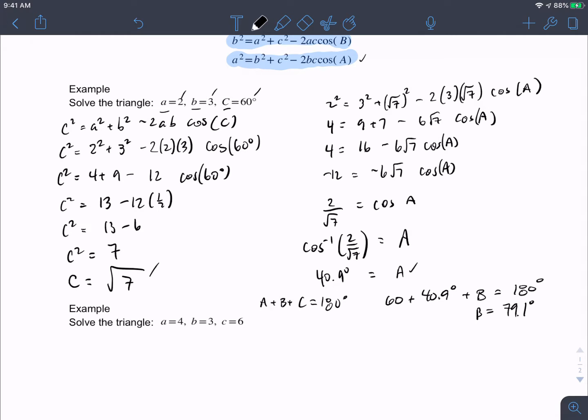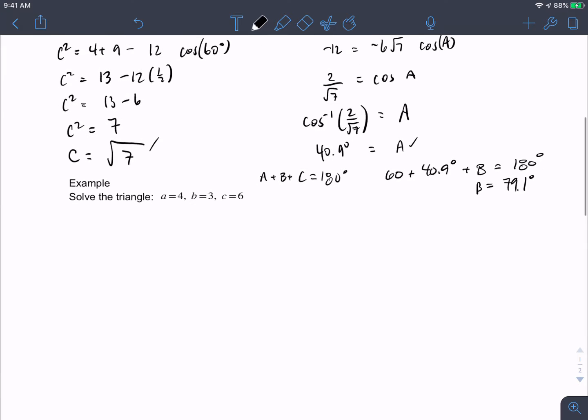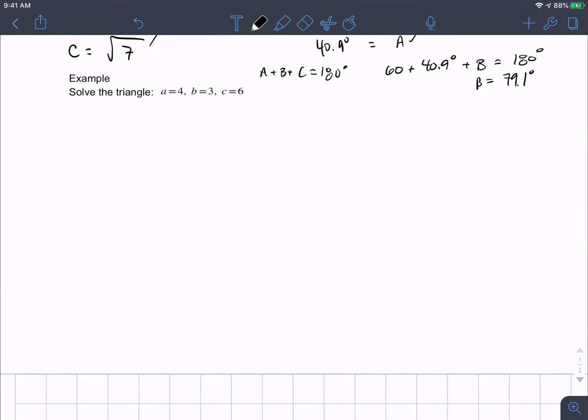Okay, let's do one more example, and then that's it for 4.3. Okay, so here we go. In this case, we have 3 sides, so we're going to have to look for the angles. It doesn't matter which one of the 3 equations we use, so I'm just going to use the one for a squared since it's the first letter. And I'm going to look for angle A.